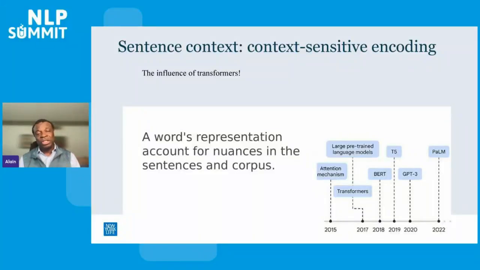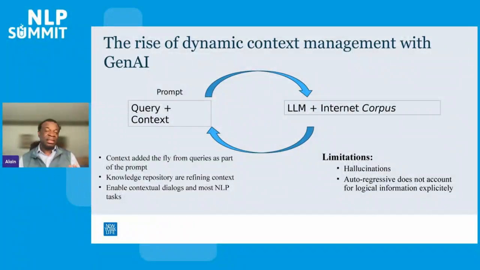So a word representation accounts for those nuances I discussed before, and those nuances can be derived from the sentence and from the corpus you have, and that can be expanded broadly. So based on that, based on Transformer, based on GenAI today, we are now moving into what I will call the rise of dynamic context management.